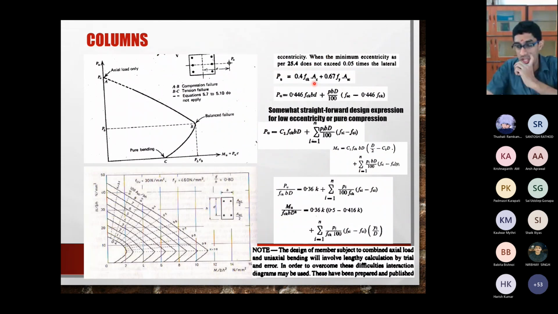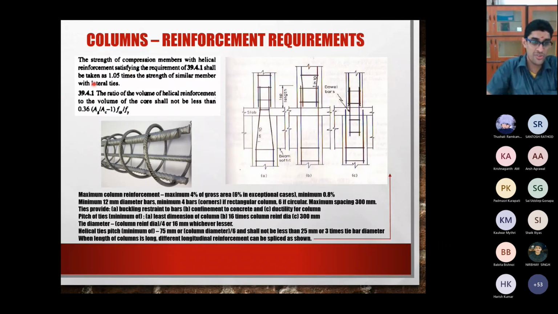So if you get 1000 kilonewton as the capacity from this formula, then you can take it as 1050 if you have a helical reinforcement. But you cannot always do it. You should make sure that this helix satisfies this condition. The ratio of the volume of helical reinforcement to the volume of the core shall not be less than 0.36 (Ag/Ac - 1) fck/fy.